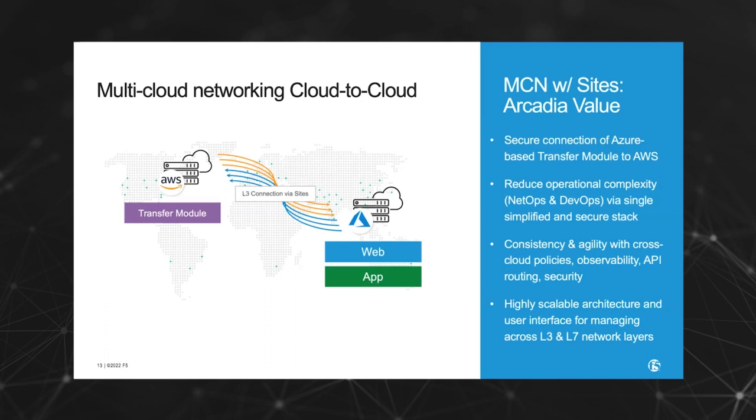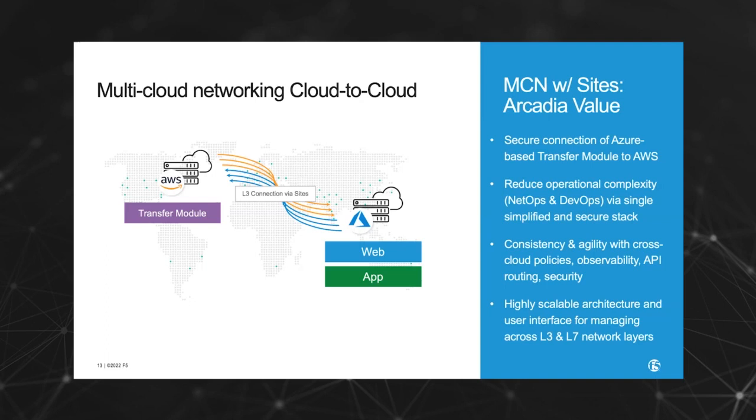and do so in a way that reduces the operational complexity and increases agility and observability of how all of your resources are routed. And that is what the F5 Distributed Cloud provides, this consistent, single, simplified, and secure stack which connects multiple application resources. And in this case, we're looking at the baseline of a layer 3 connection. And then we also will look at a separate demo focused on layer 7.